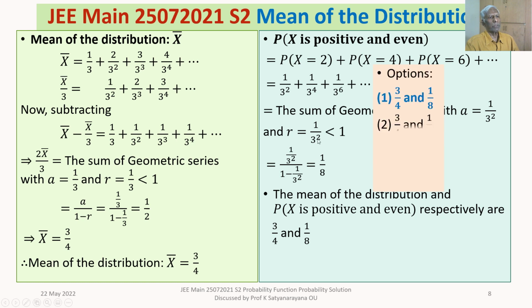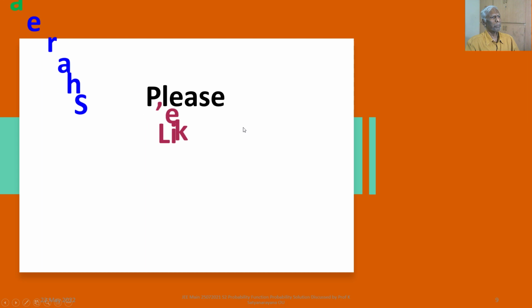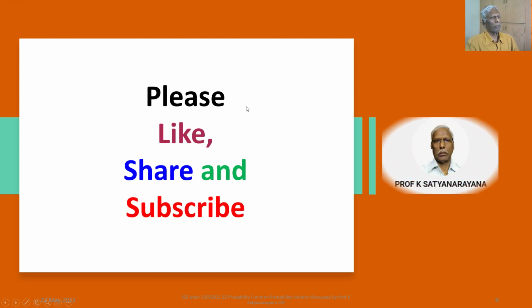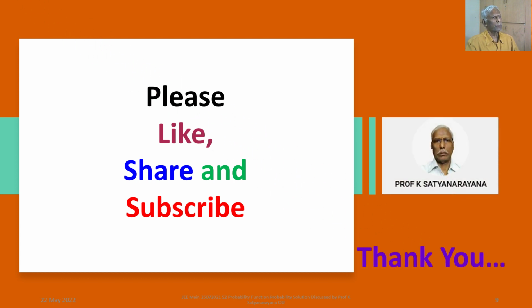Let's look at our options, and our answer 3 by 4 and 1 by 8 appears against option 1. Therefore, our answer is option 1. So that is the solution of the problem from the section probability, wherein we are required to find the mean of the probability distribution and P of the random variable X when X is positive and even. I am sure that you have understood the solution of this problem.